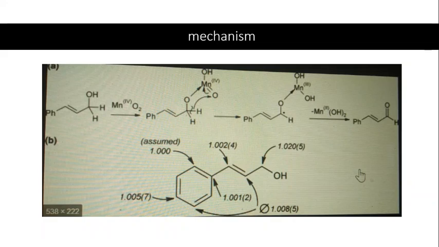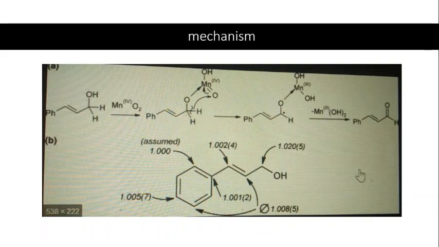So the H radical attacks the oxygen, and electrons are shifting into the manganese. And then what next? That results in the allylic radical. In this allylic radical, you can see that arrow. What does this arrow indicate? This arrow indicates a coordinate covalent bond, where the lone pair of electrons is from the oxygen towards the manganese.